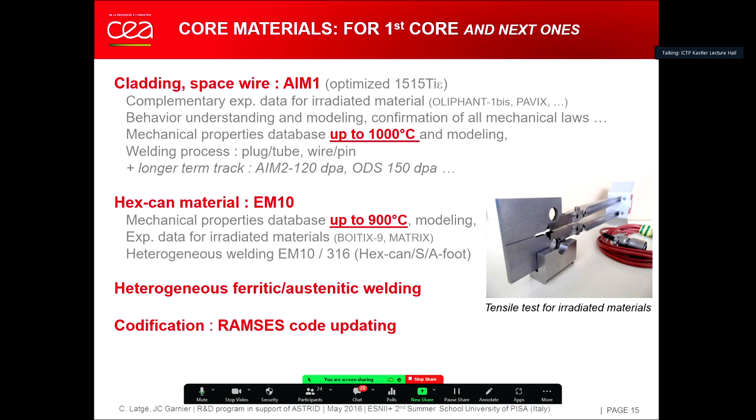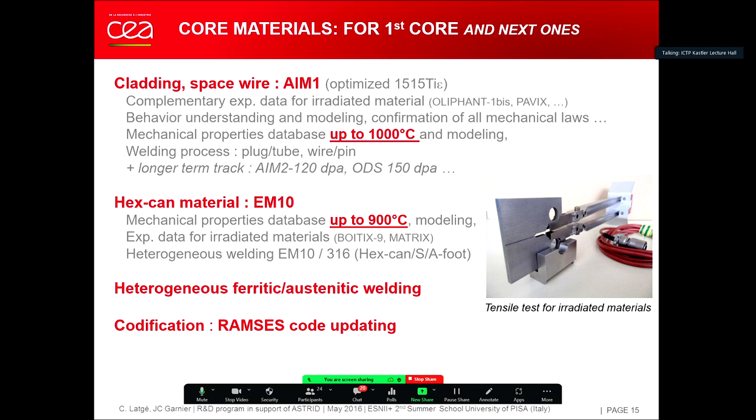It is a ferrito-martensitic steel called EM10, okay? And we have a mechanical properties database up to 900 degrees Celsius. And we had the data coming from irradiation, of course. This is important to have reliable data coming from some irradiations, okay? And we have a code for this part.